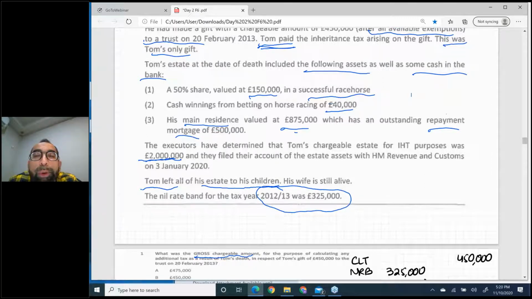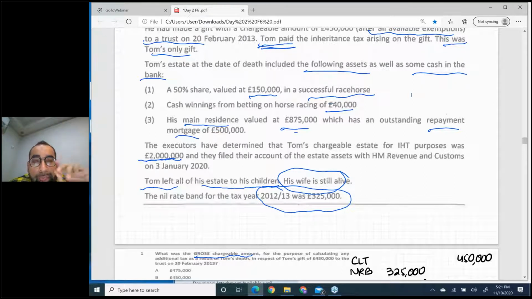No, no, no. Why? Because his wife is still alive. That topic is only applicable if his wife has already passed away, and if there is some unused NRB from the past, then he can use it. But this topic is not applicable here because it's clearly written that his wife is still alive, so only his own NRB we can use.